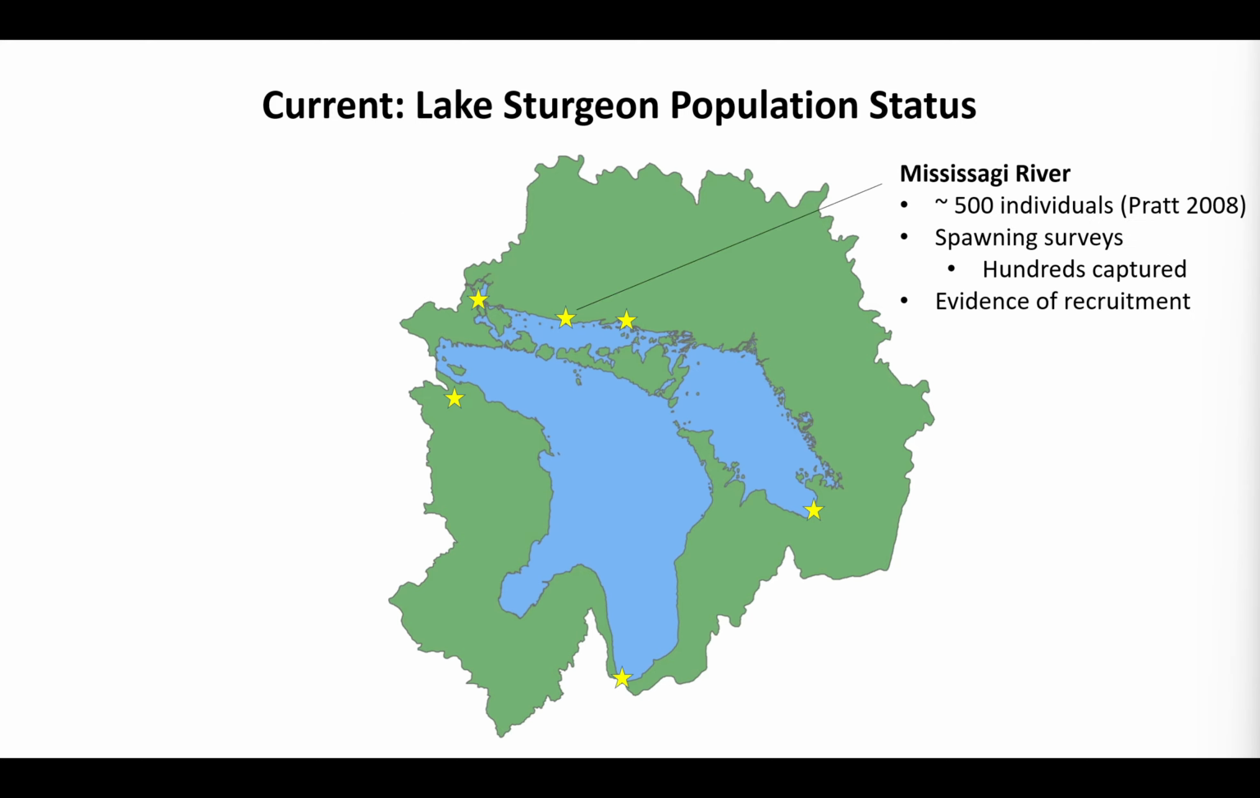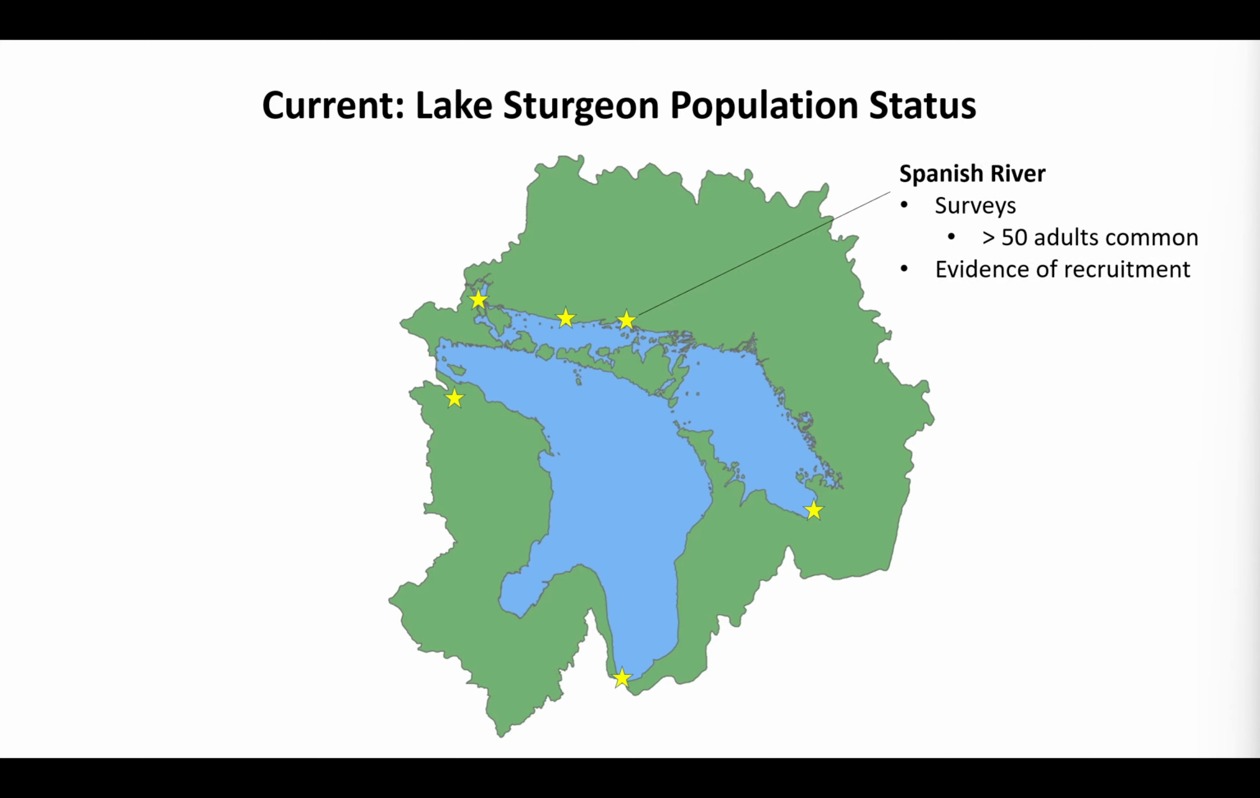All right, the next river that I'm going to talk about is the Mississauga River, and through some work by Pratt in 2008 it was estimated that there's around 500 individual lake sturgeon utilizing this system. Spawning surveys conducted in this system indicate that hundreds of lake sturgeon are captured. There is good evidence of natural recruitment, so this was another population that we considered self-sustaining.